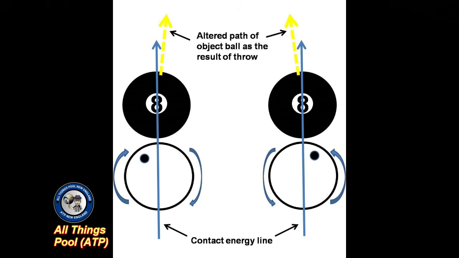Now we can measure it the same way, right? We can take our long string. We can take a ruler. We can measure things out. We can draw a straight line, and we can experiment a little bit to see where that object ball goes. How far will it travel off of our shot line, our contact energy line? But this happens every time we employ English.